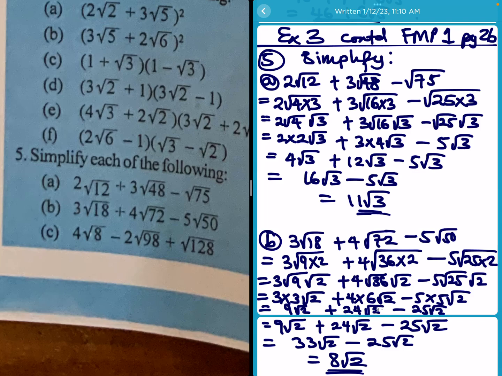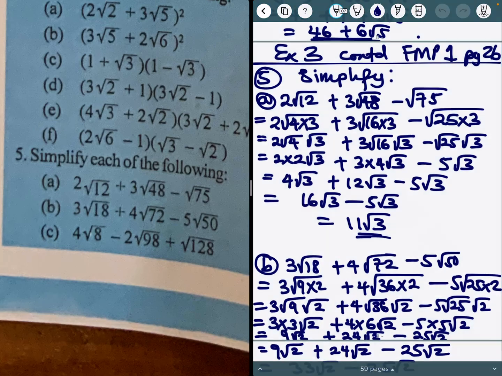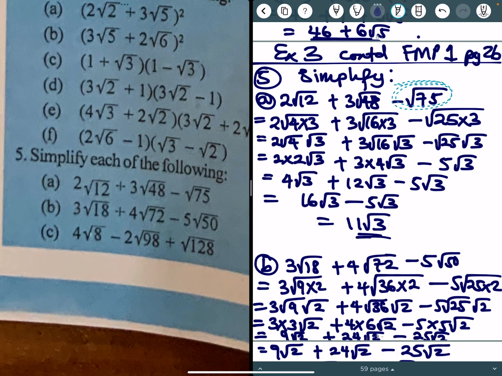More simplification of sorts. We'll continue from question 5. Here, the question says simplify each of the following. In A, we have 2 root 12 plus 3 root 48 minus root 75. Now, root 12 is not in the basic form. Root 48 and root 75 are also not in the basic form. So the first thing we do is to simplify or break each one into their basic forms or basic sorts.